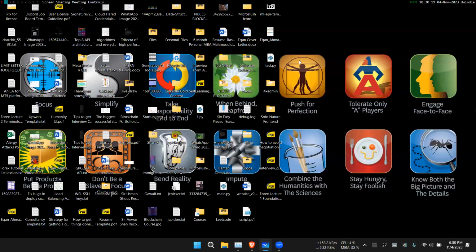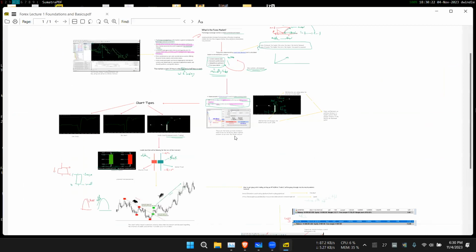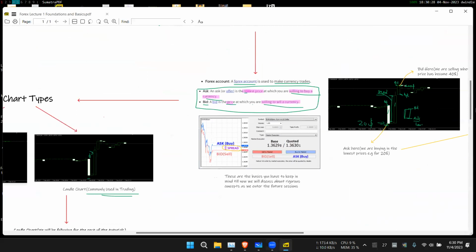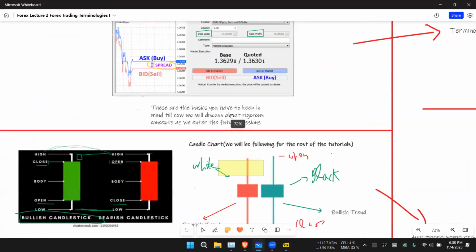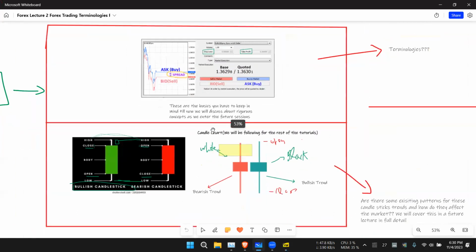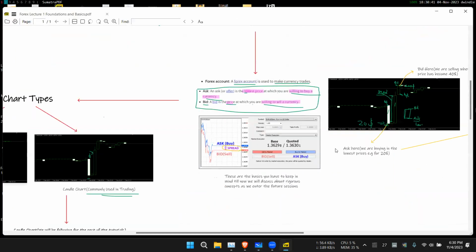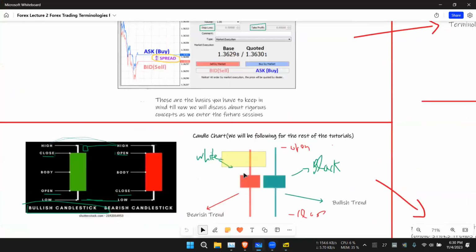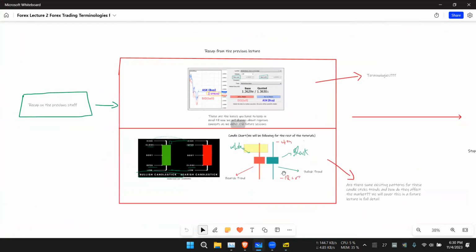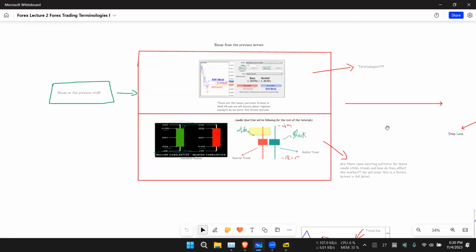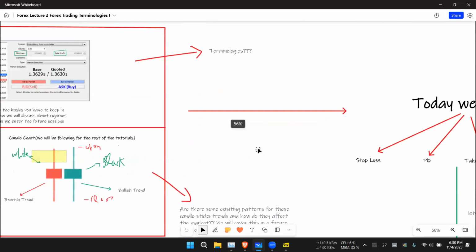So last time, if I open up my PDF here, I took some screenshots from our previous lecture. In those lectures, I mentioned we will be covering this stuff in future lectures. These are basics you keep in mind until we discuss the concepts as we enter the future sessions. Again, in the candlestick part, I mentioned that we are going to discuss this stuff in a future lecture. So, what are those things going to be? Let us just describe those things above.